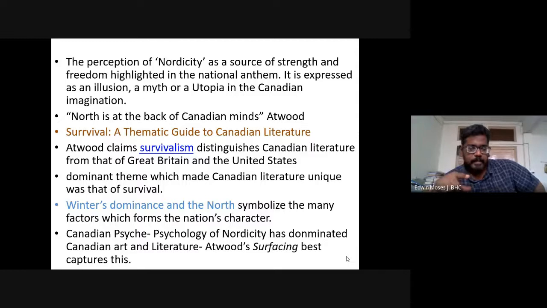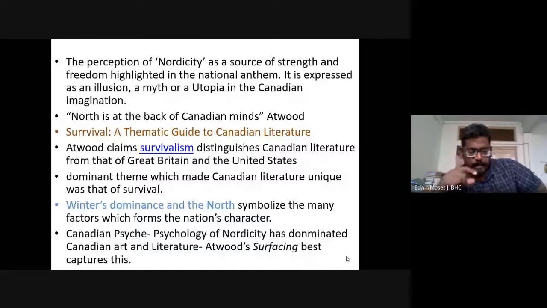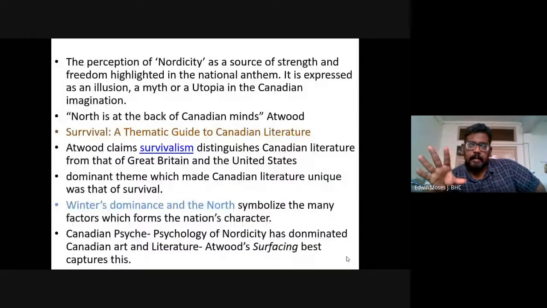I'll be dealing with this in detail. A thematic guide to Canadian literature. If you read that, you will understand the nature of each country. For example, Canadian literature, Great Britain, and United States, what they stand for, right? If you just superficially see, if you compare India and Canada, or Australia and America, see America, maybe you can see a kind of monoculture, right? But if you take India, for example, you cannot see one language, right? But if you see Great Britain and America, it's one language, one culture.